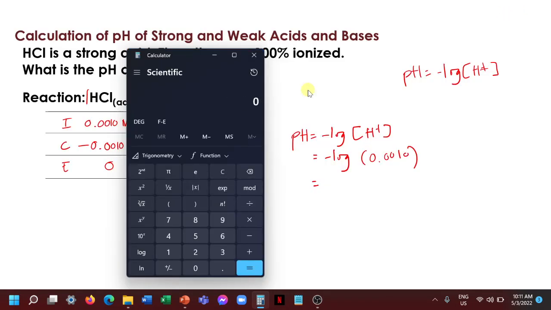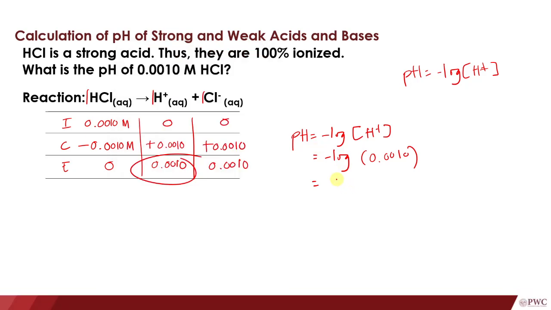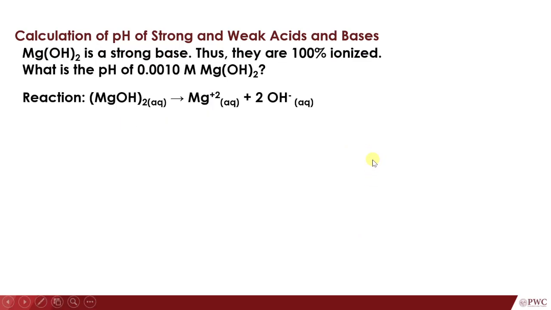0.0010, get the log of this, the negative log, so the negative of negative 3 is equal to positive 3. So the pH for this one is 3, and that is expected because this one is an acid. Again, for acids, the pH is less than 7. Let's go to another one.